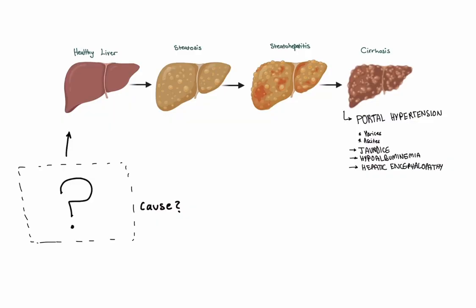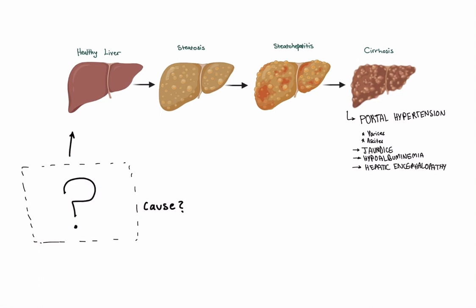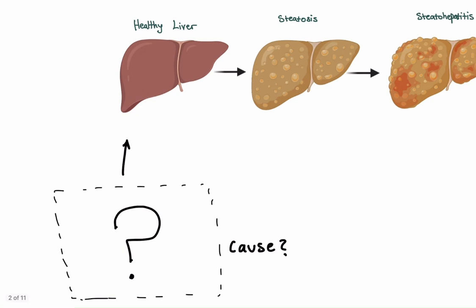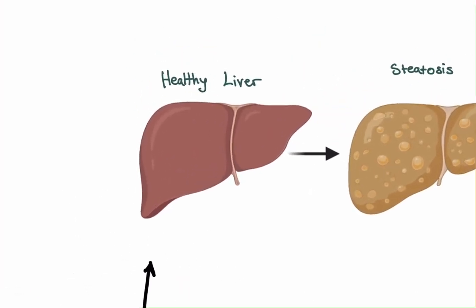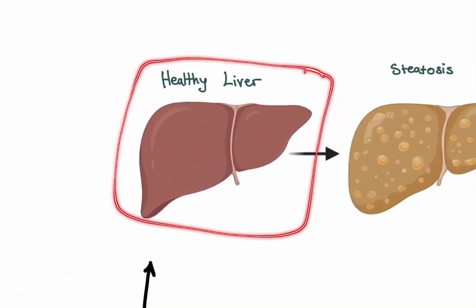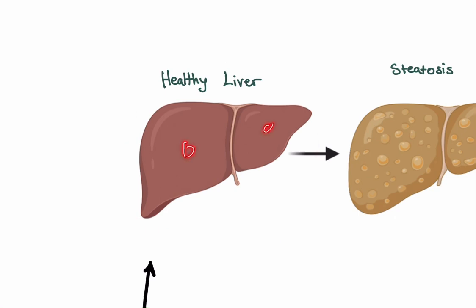It's important to provide some background on how portal hypertension can manifest and what liver disease really is. Before we get into any causes, this is the healthy liver of an individual. It's comprised of the right lobe, the left lobe, and other lobes in the back. The liver is a very complex organ in that it conducts a variety of metabolic functions.